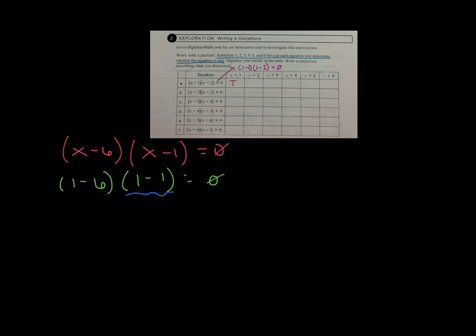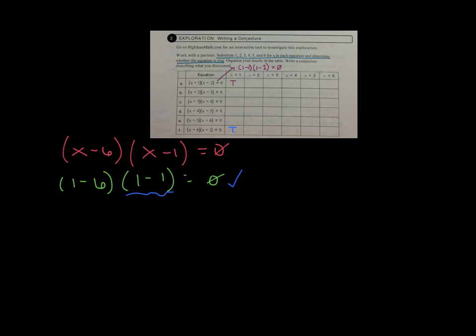I'm going to use this bottom equation. So the original equation was x minus 6 times x minus 1 equals 0. So they first wanted you to plug in a 1 for x. So if you did 1 minus 6 times 1 minus 1, do you get 0? Well, we know that right here, 1 minus 1 is 0. And anything times 0 is going to equal 0. So 1 minus 6 is negative 5 times 0 equals 0. So this one works. So I would put a T in my chart for 1.